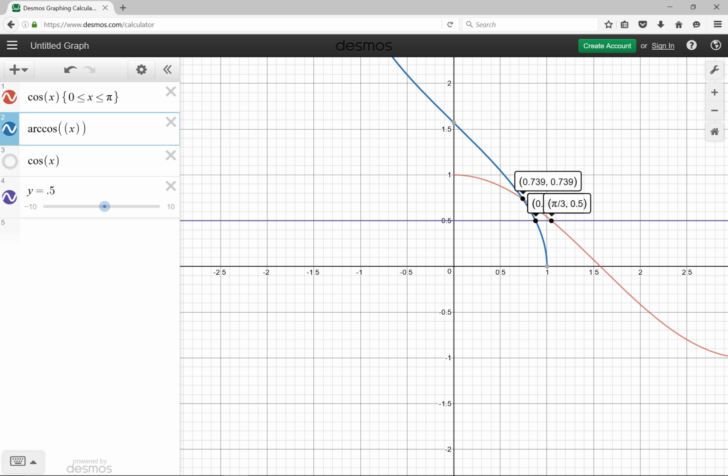If I come up to this equation right here, this is the arc cosine. And when I get to a half, what does it say? Pi over 3. So that blue line will tell you to match that up with it. It'll match it up to pi over 3.